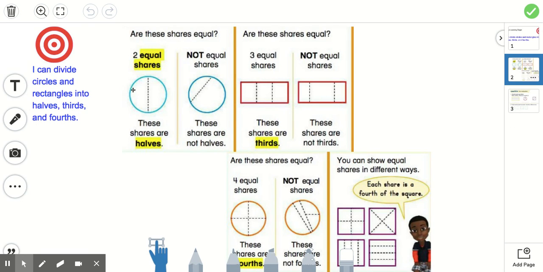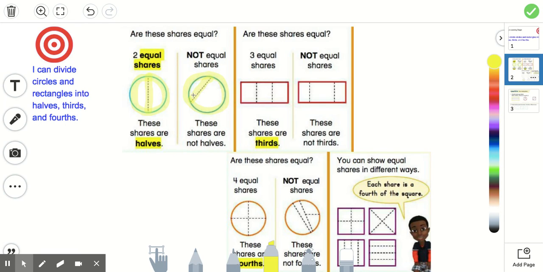Here you will see two circles. We have one circle and two circles. We're trying to break the circle into two equal shares. These shares are called halves, and in order to do that, we have to cut it right down the middle. We cannot kind of do the sides like that. Do you see how they're not equal? When you cut shapes, they have to be cut into equal shares or equal parts. So this first circle is cut into equal shares, but the second circle is not.